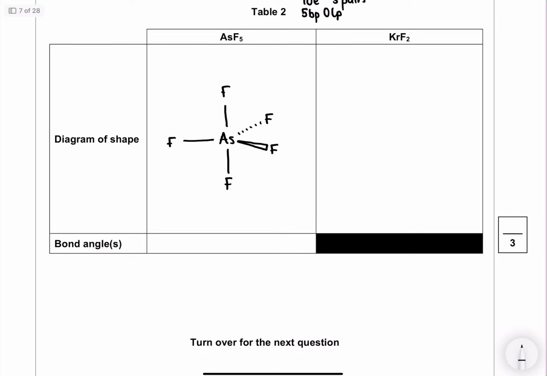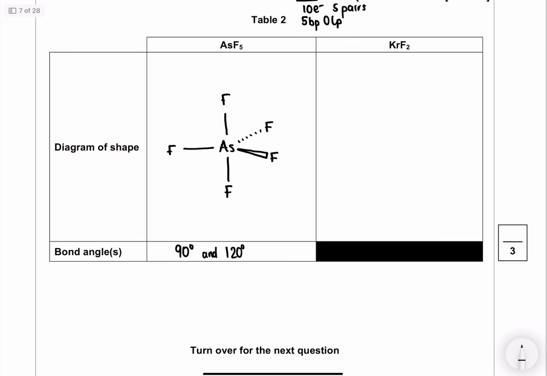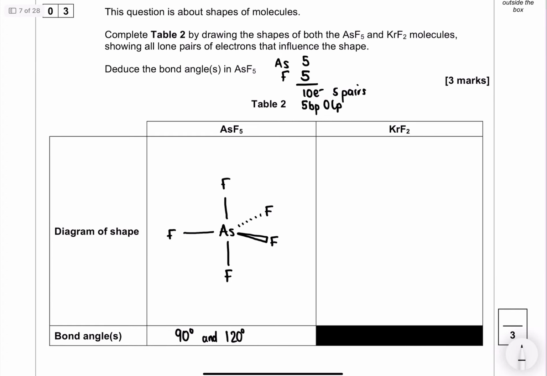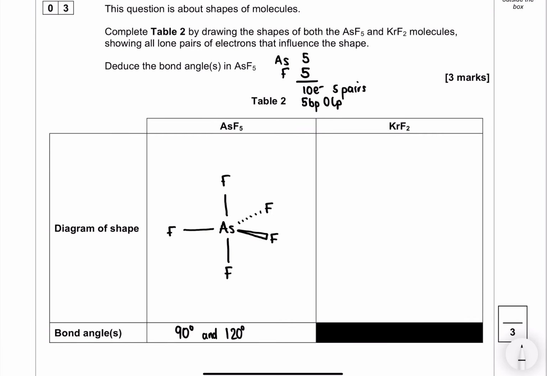And if we look at that, we've got a 90-degree angle from the top to any of the 3 in the triangle and 120 degrees around the triangle. So that is trigonal bipyramidal. That's a traditional shape that we would consider when learning about shapes.